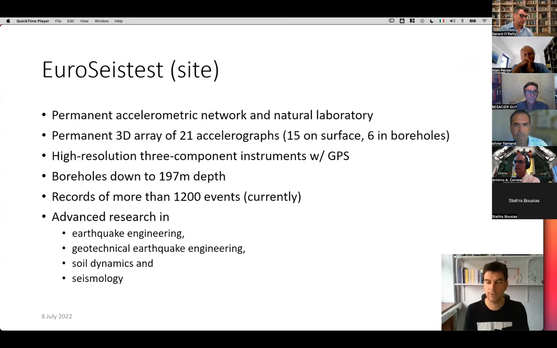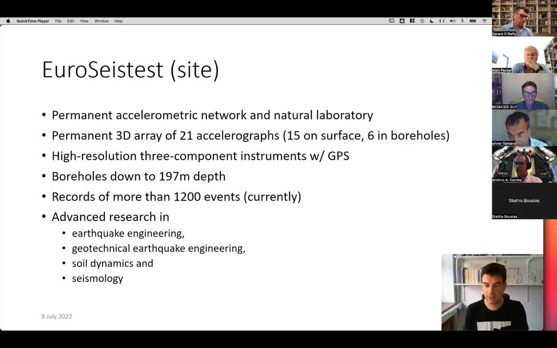First of all, a few words about the EUROSEISTEST, the site itself. It is a permanent accelerometric network and actually a natural laboratory. It has a permanent 3D array of 21 accelerographs, 15 of which are on the surface and 6 are inside boreholes. All of the instruments are high resolution 3-component, and they include GPS. We have boreholes at the EUROSEISTEST that go down to almost 200 meters, which is the natural bedrock.